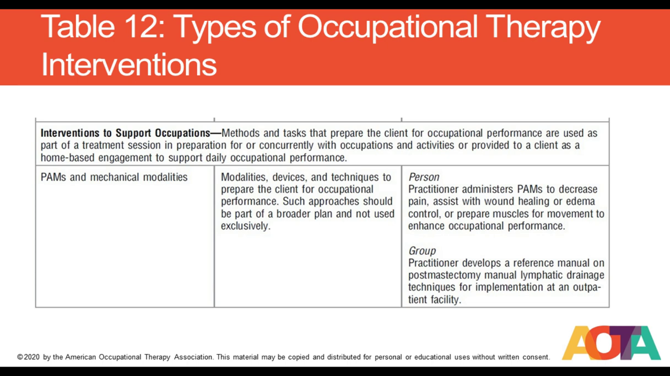Table 12 provides a visual representation of all types of occupational therapy interventions. Displayed here are the interventions to support occupation, describing the concepts of using this intervention type to enable occupational performance. The table also provides examples of the application of intervention types with persons, groups, and populations as applicable.